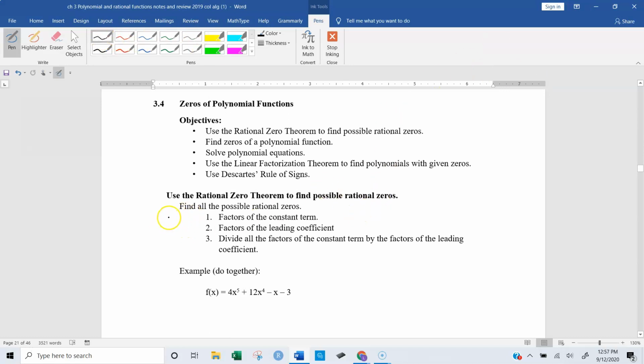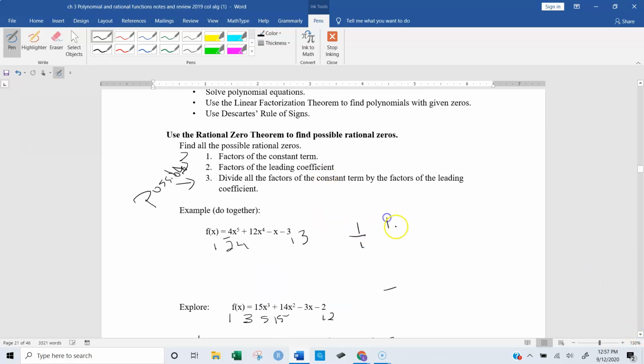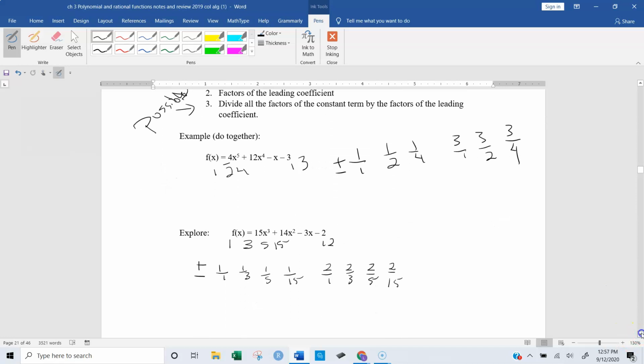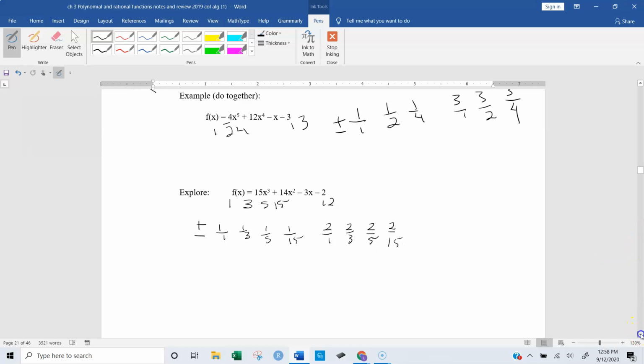Okay, remember, last time we took the factors of the last divided by factors of the first to find the possible rationals. They were not all of them, but they were the possible ones. So here we would take factors of 3 and factors of 4, and we divide the factors of 3 by the factors of 4. So we took 1 divided by 1, 1 divided by 2, 1 divided by 4, and then 3 divided by 1, 2, and 4. And remember, we had the plus and the minus of all those, and that was the possible rationals. Okay, do yours, because you'll be needing them later on, so make sure you have them done right. So you had 1, 3, 5, 15, and 1 and 2. So you took 1 divided by 1, 3, 5, 15, and 2 divided by 1, 3, 5, 15. Those are the ones you're going to plug in later.